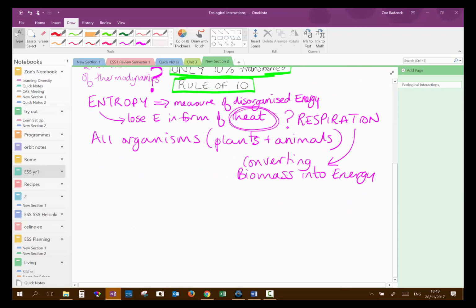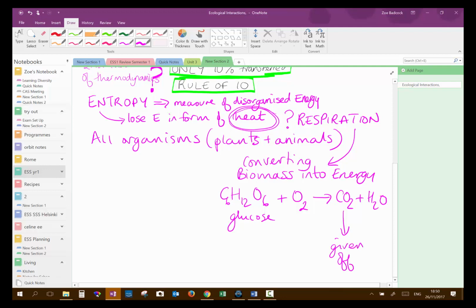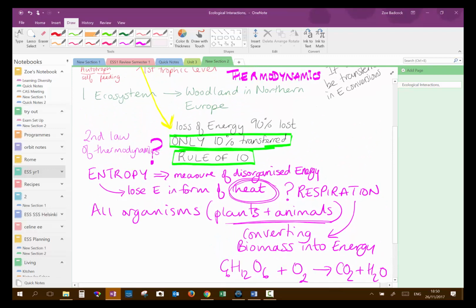So in this case, actually what's happening is that biomass, that C6H12O6 glucose, with the addition of oxygen, goes back to carbon dioxide and water. So it's come full circle. And so carbon dioxide's given off in respiration by plants and animals. Remember, plants and animals. Okay? So that's one reason why you've got this loss of energy.